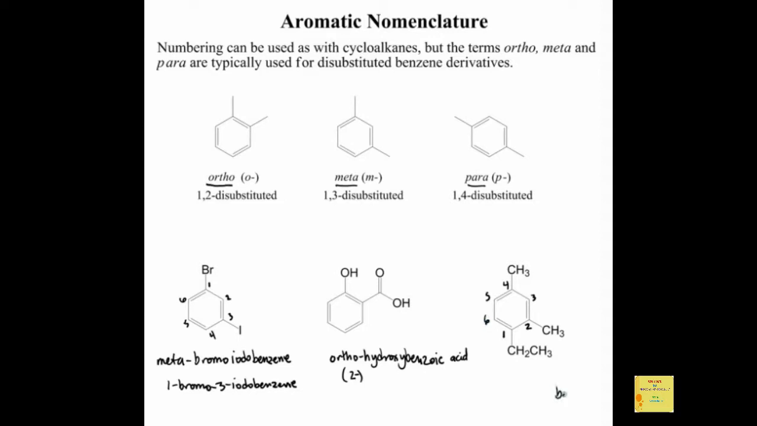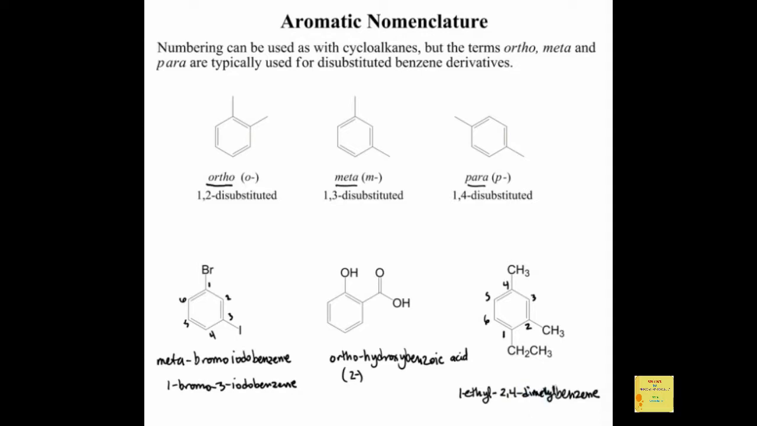So our parent is benzene. And what substituents do we have? We have a 1-ethyl. And how do we handle our 2-methyl and our 4-methyl? We group them together and we call it 2,4-dimethyl.